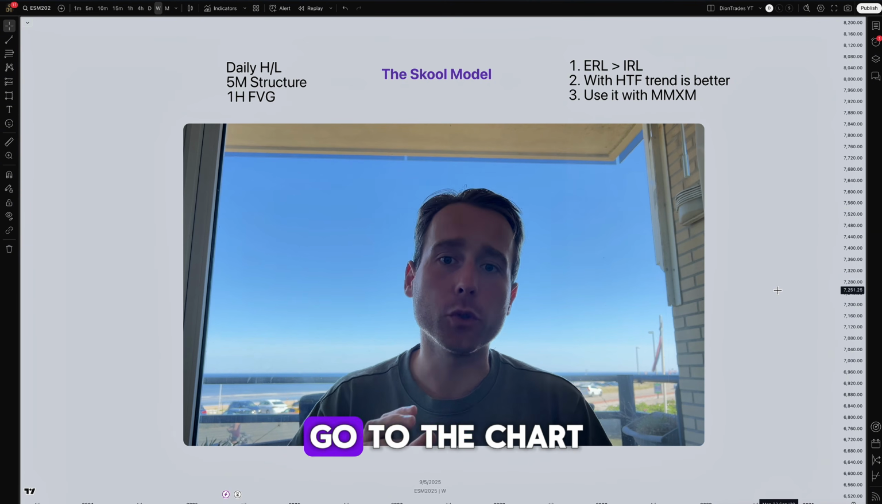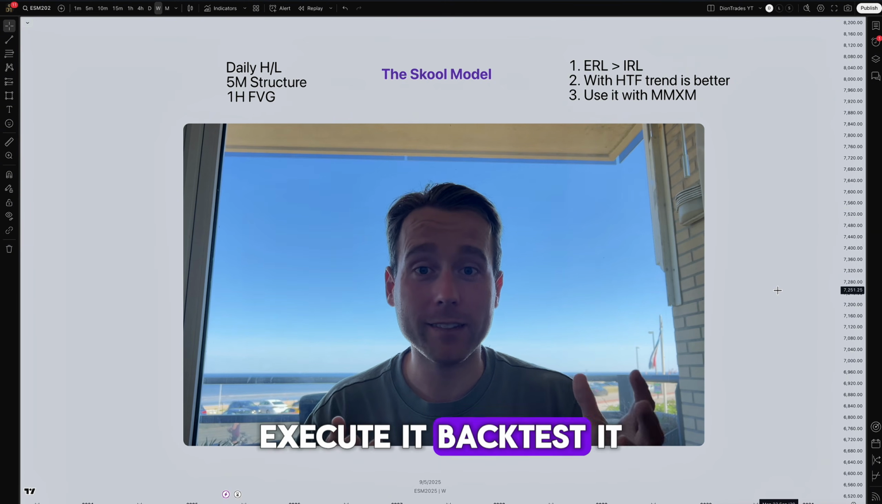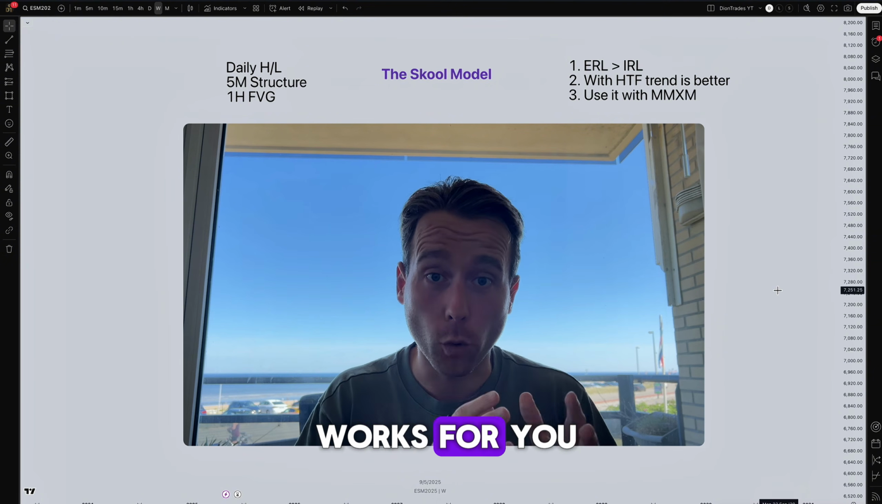Use this model to go to the chart, execute it, backtest it, build data so it works for you.